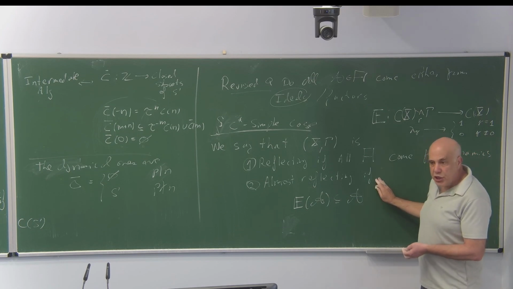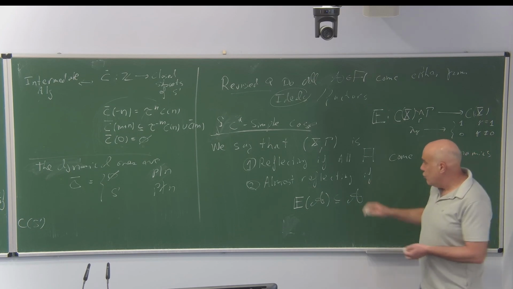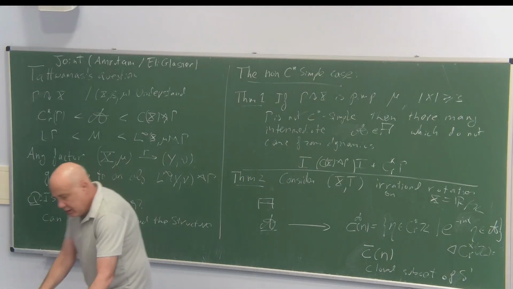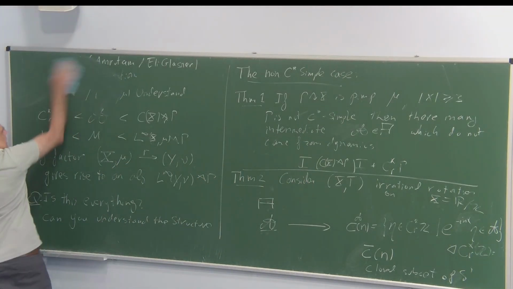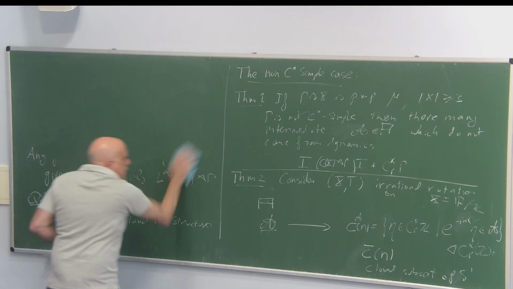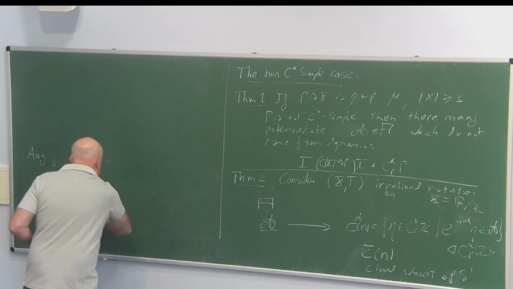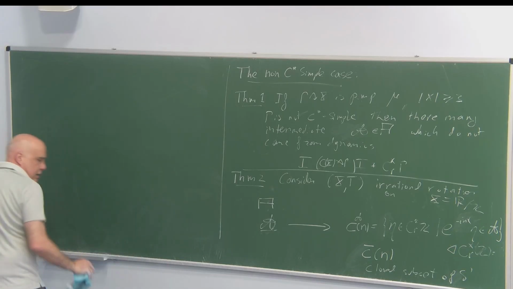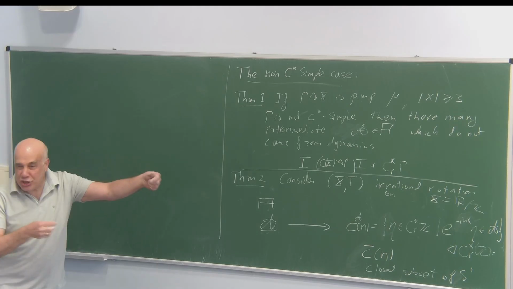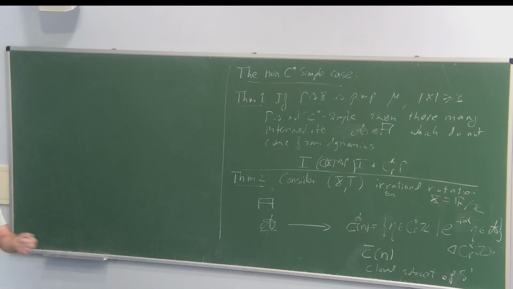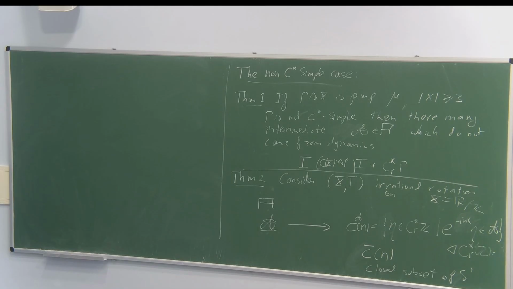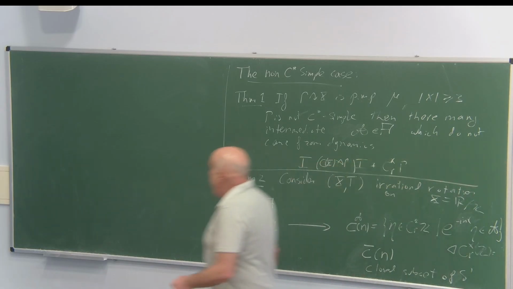What's the connection between these two conditions? Why do we call them reflecting and almost reflecting? Well, reflecting is clear, right? I mean, we want the algebra somehow to reflect the dynamics. So this is the source of the word reflecting.